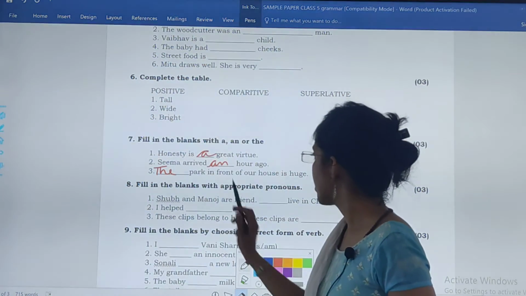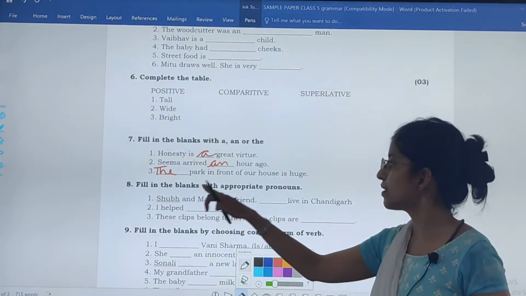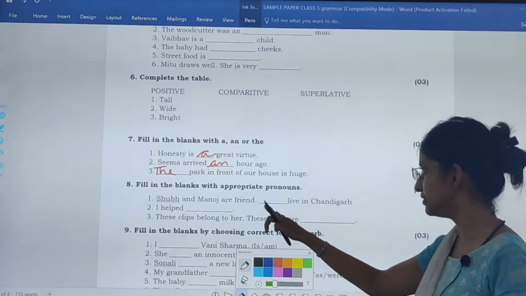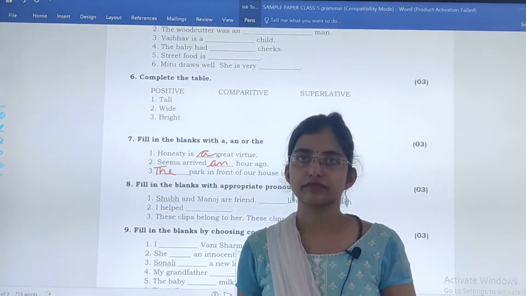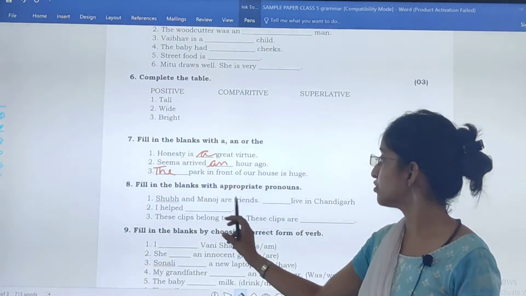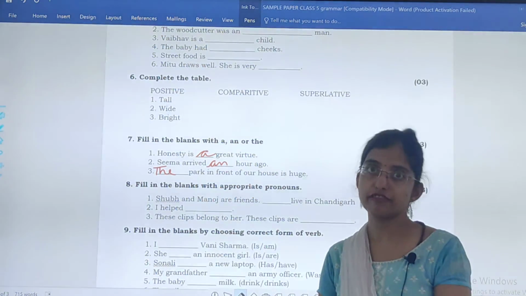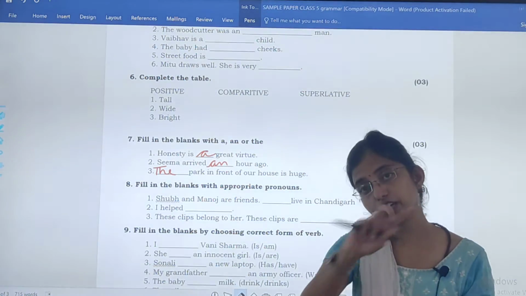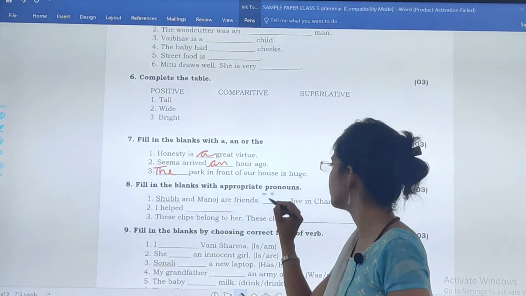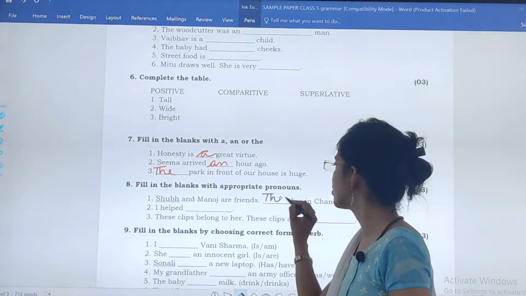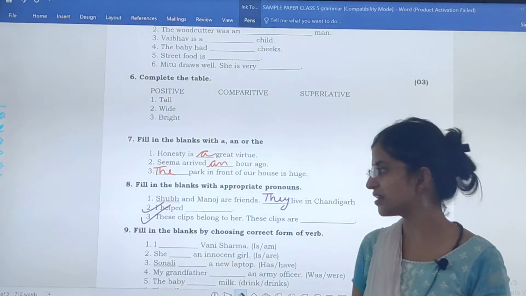Then comes fill in the blanks with appropriate pronoun. Shubh and Manoj are friends. Dash live in Chandigarh. They live in Chandigarh because here there are 2 people, Shubh and Manoj. So what will come? They will come. T-H-E-Y. Now second and third is your homework.